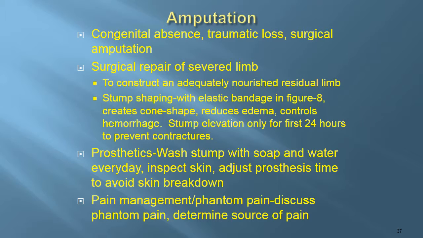Amputation of a limb may be due to a congenital absence, traumatic loss, or a surgical amputation. Surgical repair of a severed limb is performed to construct an adequately nourished residual limb. The stump is shaped using a figure-8 configuration with an elastic bandage. This creates a cone shape, reduces edema, and controls hemorrhage.